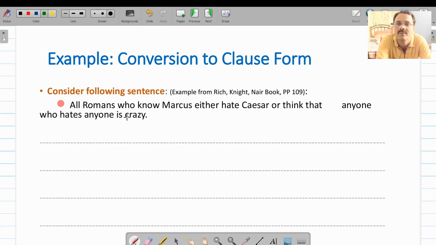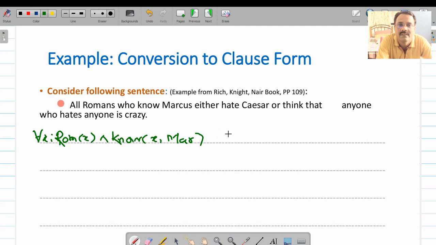All Romans who know Marcus. So first I will convert it into the predicate logic form. All Romans, so you will have to introduce the quantifier here, for all x. If x is Roman, so instead of writing Roman, I will make it short, ROM. All Romans who know Marcus: for all x, if x is Roman and if x knows Marcus, so I will define a know predicate. Now instead of writing complete Marcus, I will write MAR.